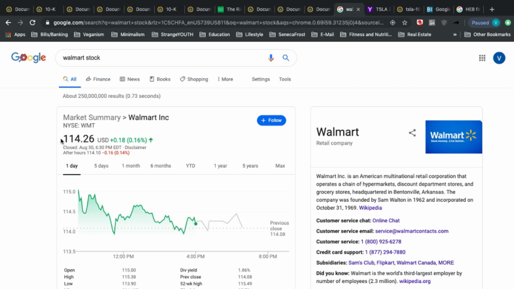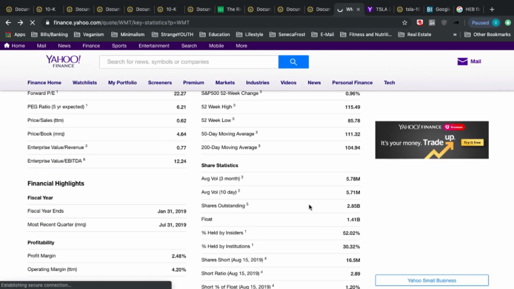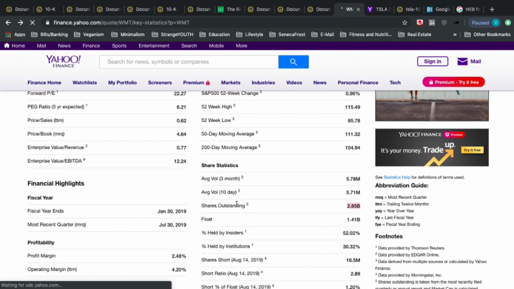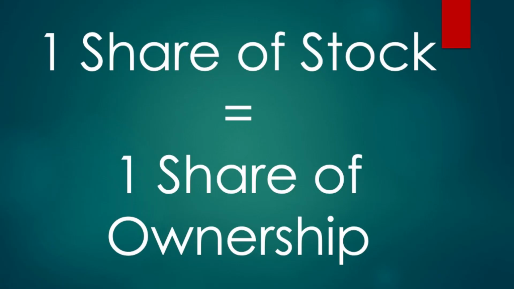If you buy a share of stock in Walmart, congratulations, you are now an owner of Walmart. You could buy one share of ownership in Walmart for $114.26. Beware that you would be a very tiny fish in an ocean of owners, because Walmart has about 2.85 billion shares of stock available on the stock market. Quick note here, just so we're clear, one share of stock is equal to one share of ownership in the company. So when you buy stock, you're essentially buying a percentage of ownership in that company.